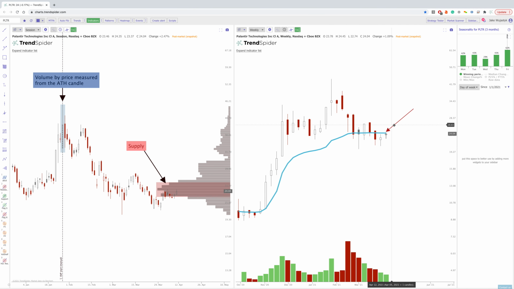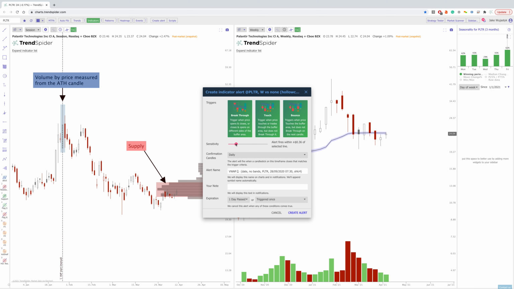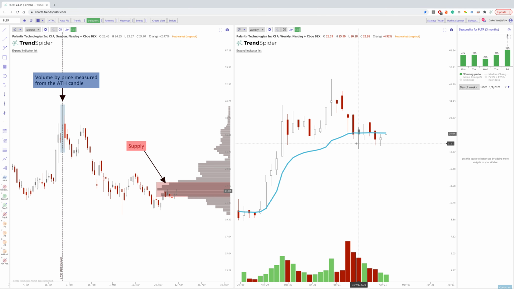Now, if you did want to be alerted whenever the price breaks through this anchored VWAP, just right click, just like we did before. Anytime the price breaks through, touches, or bounces around this area, you'll be alerted. Make sure to change your confirmation candle to the lowest time frame possible so you get that alert as quick as you can, and you can easily set these alerts, let price action do its thing, and then you don't have to go and stare at charts all day, and you can live about your life.